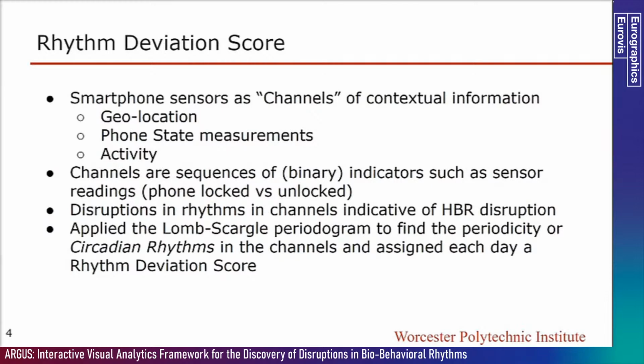There needs to be some metric to quantify the level of overall rhythm in a person's data and breaks therein. We conceptualize smartphone sensors as channels of contextual information. Channels are sequences of binary indicators such as activity, still versus walking, or sensor readings, phone locked versus unlocked. Deviations from detected rhythms in the different channels may be indicative of a biobehavioral rhythm disruption. Our three categories are geolocation, phone state measurements, and activities. We applied the Lomb-Scargle periodogram to each channel of the data to find the underlying daily periodicity or circadian rhythm and converted that to a score for each channel category.